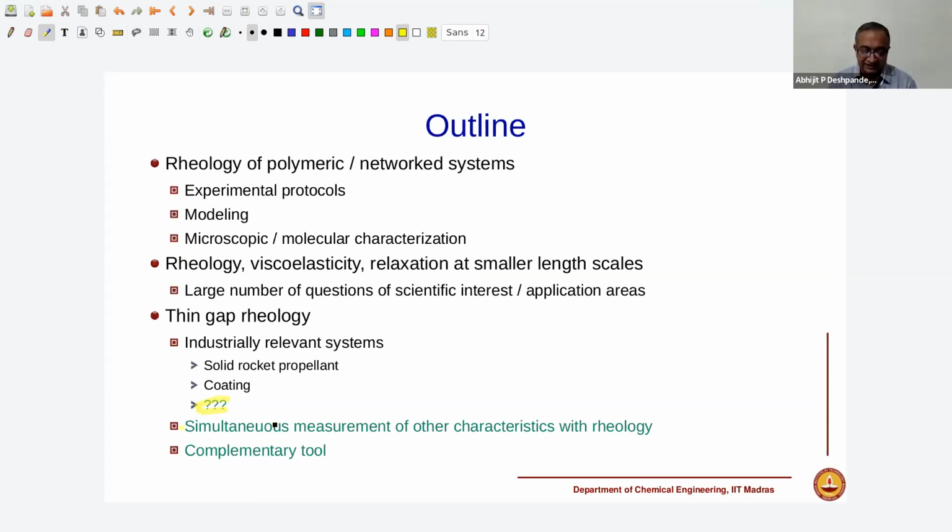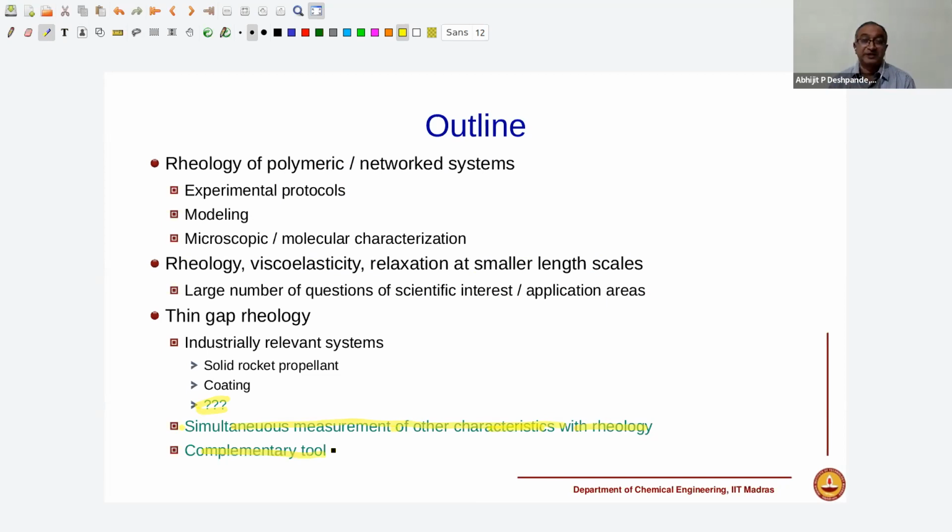And the other key thing is to measure other characteristics along with rheology, be it microscopy, be it a dielectric response. It could be any other spectroscopic response also, so that we know what's happening when we are doing shearing.